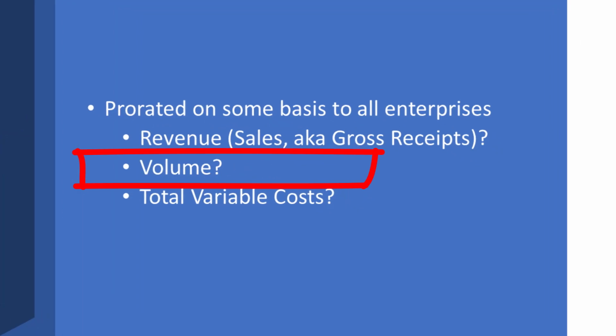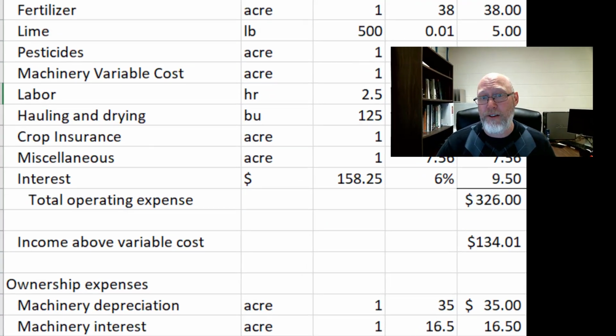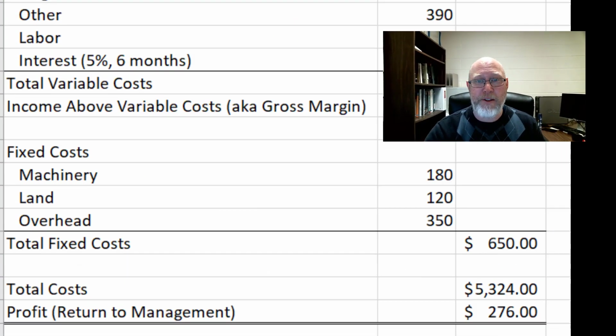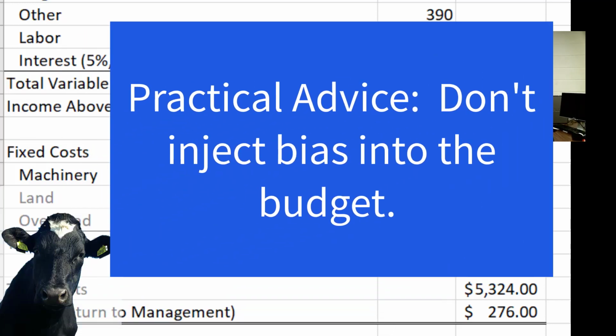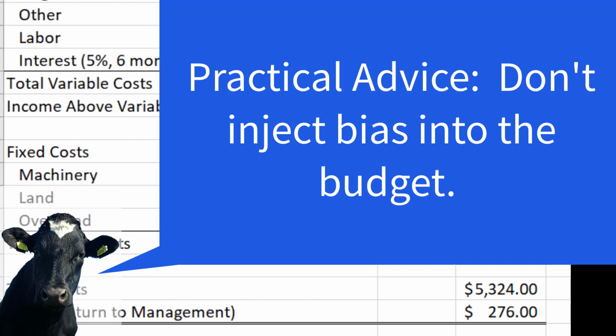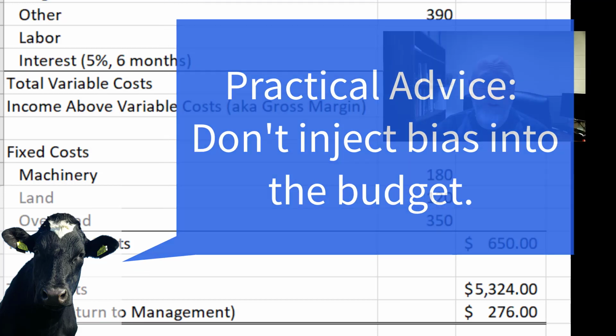You can base it on volume, the number of bushels of corn, the number of bushels of soybeans. You could even base it on cost, right? For example, we have our operating expenses, our variable cost, and if our vegetable crop was 50% of our variable cost, it might make sense to allocate half of our ownership costs to those variable costs. The practical advice is you have to prorate it in such a way that you don't bias your budgets in favor or against some particular crop.